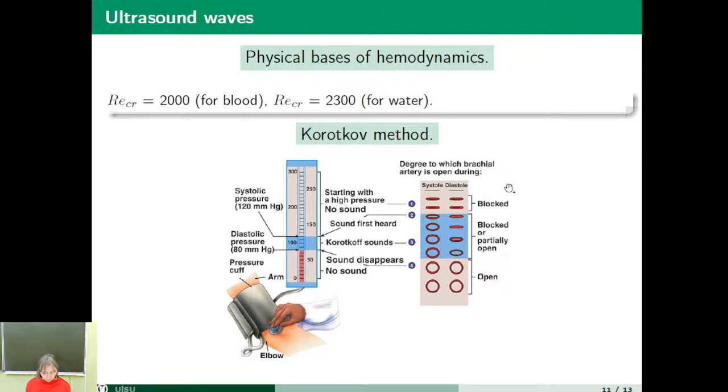Diastolic, the lower pressure, is fixed at the moment when the stenosis disappears as a result of release of the cuff and the transition of flow from turbulent to laminar.